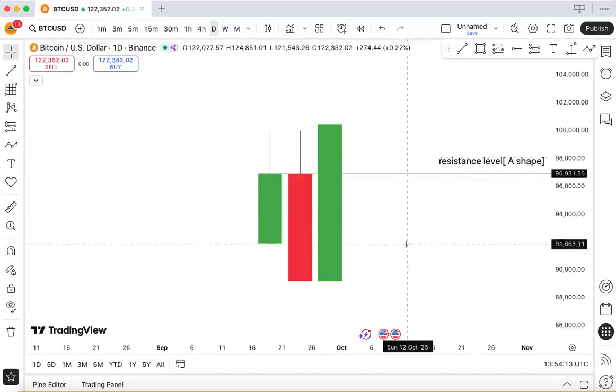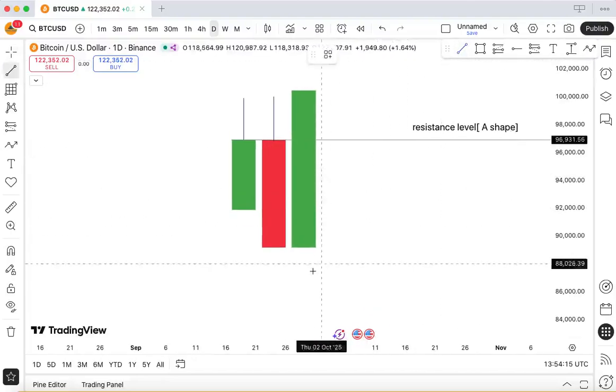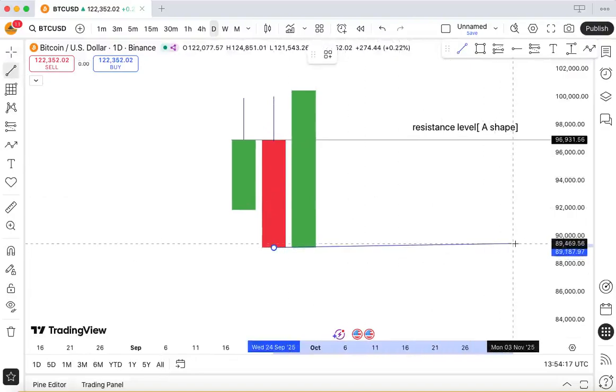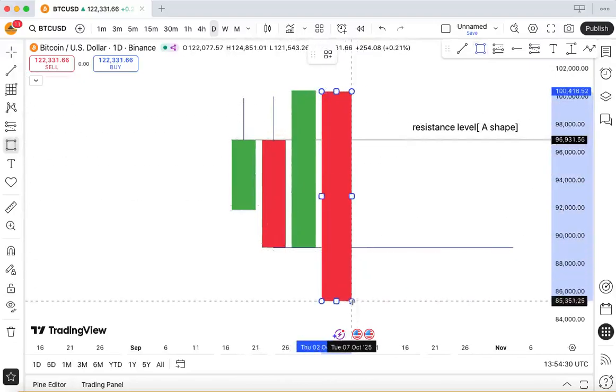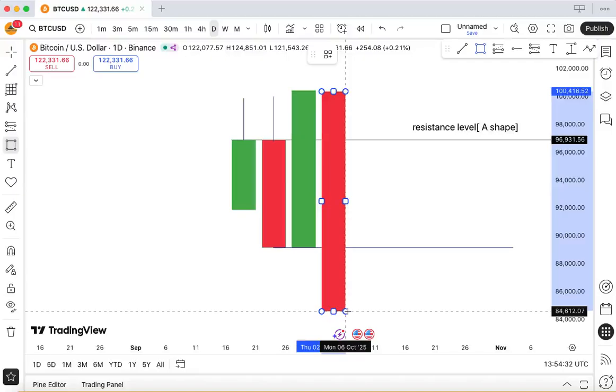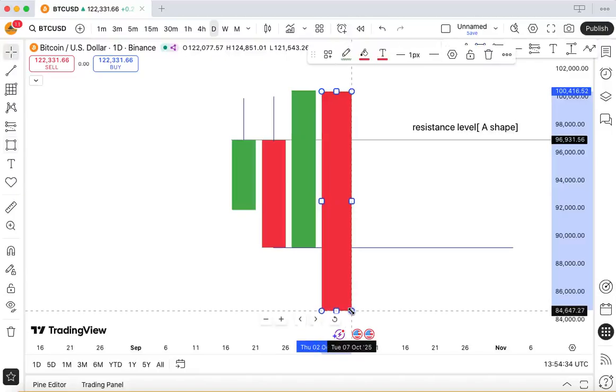Okay, so here, what are we having here? It is a support level. Coach said this is a support level. Once you see another candle, why is it a support level? It is a combination of a bearish candle and a bullish candle.